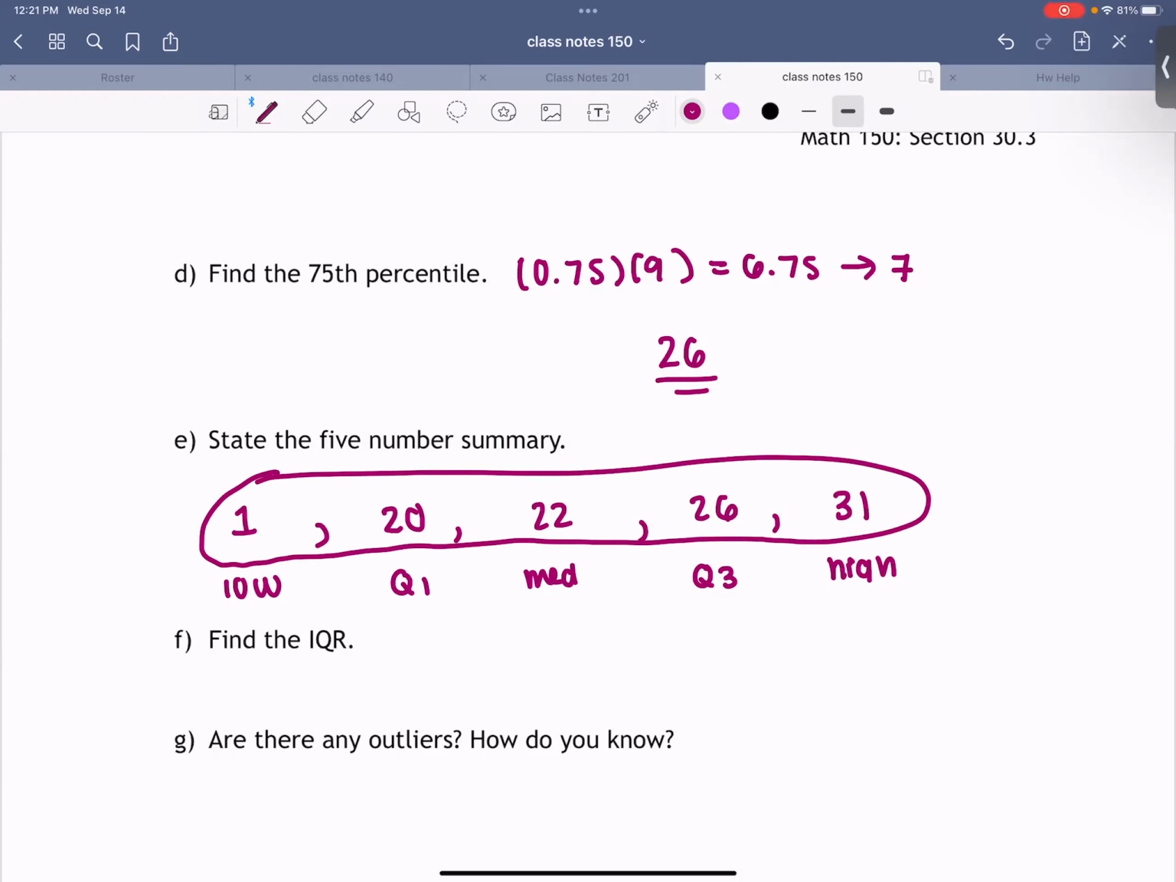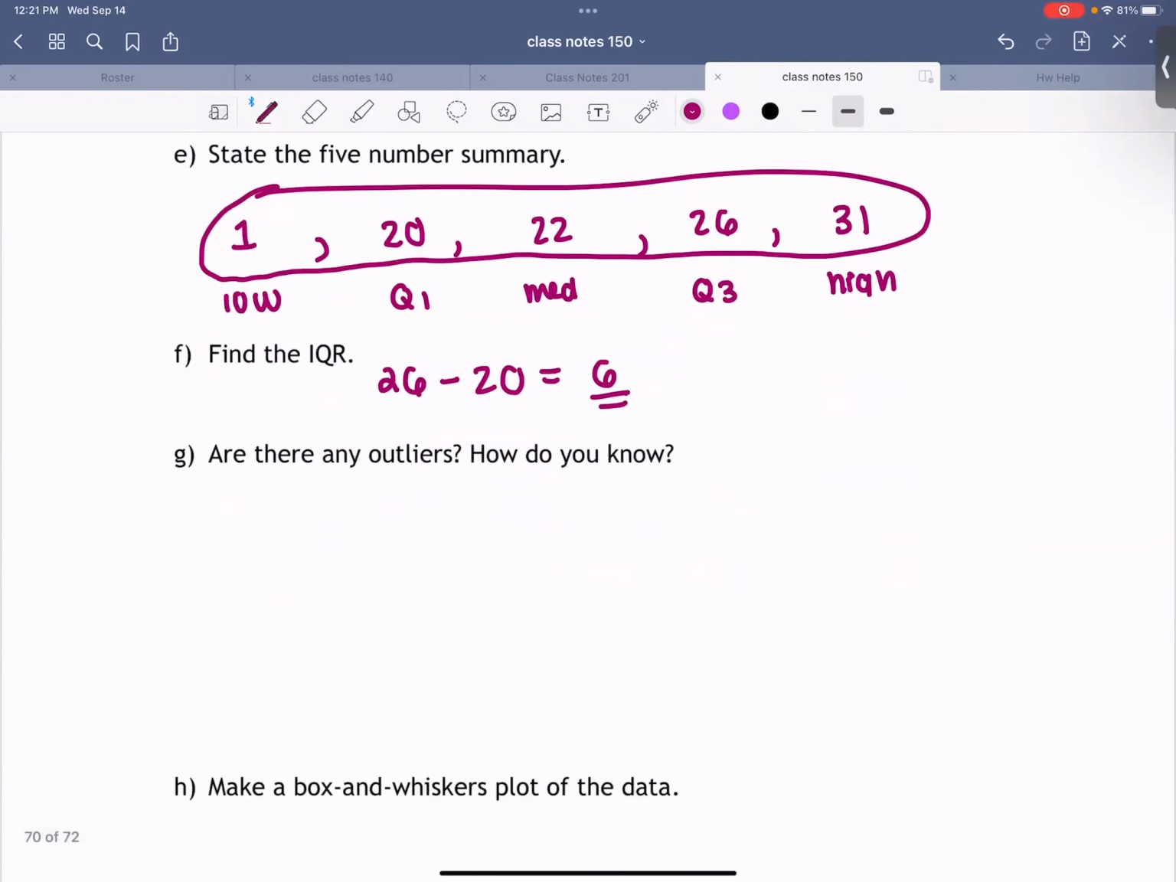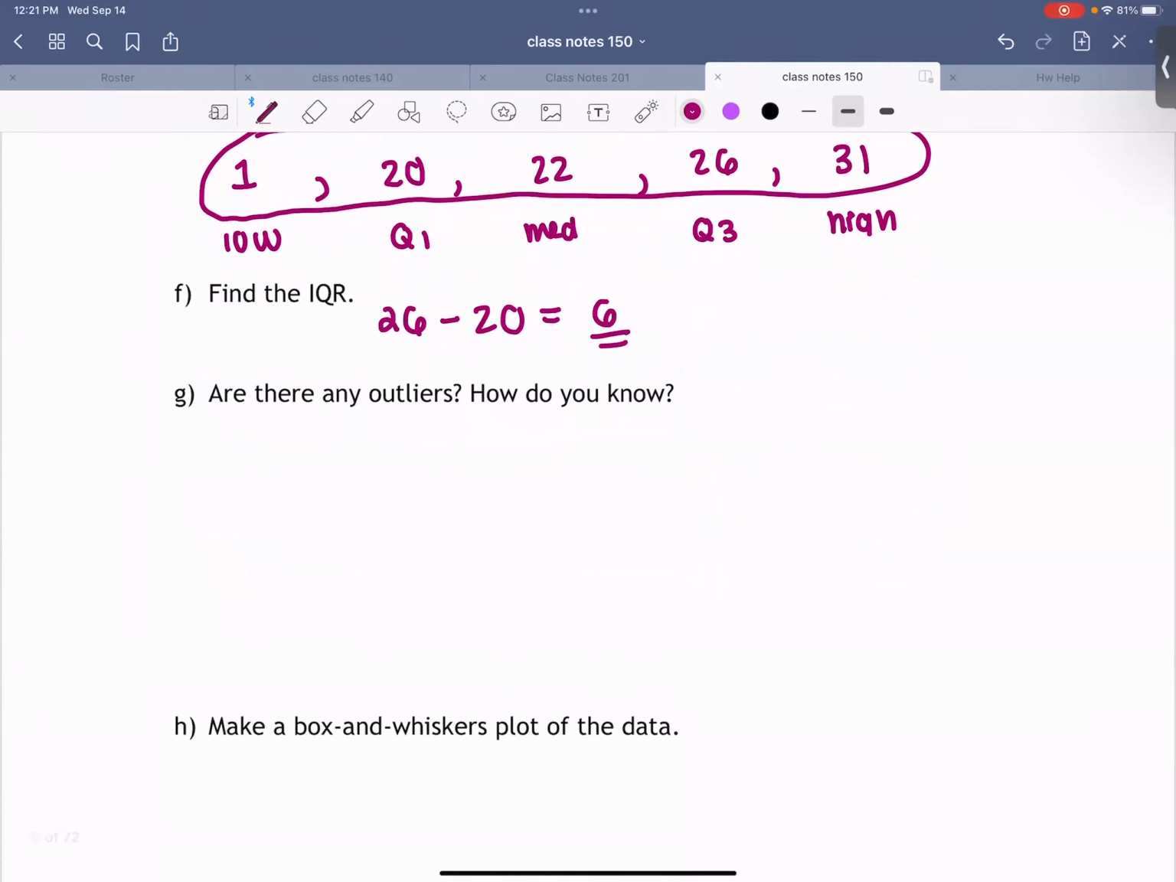Okay. What 2 numbers am I subtracting to find the IQR? And 20, good. So I think I'm getting 6 for my IQR. Okay. Next, we're gonna find outliers, right? So let's find our lower outlier boundary. And this is the equation that you kind of need to memorize. We're taking Q1 and subtracting off 3/2 times the IQR.